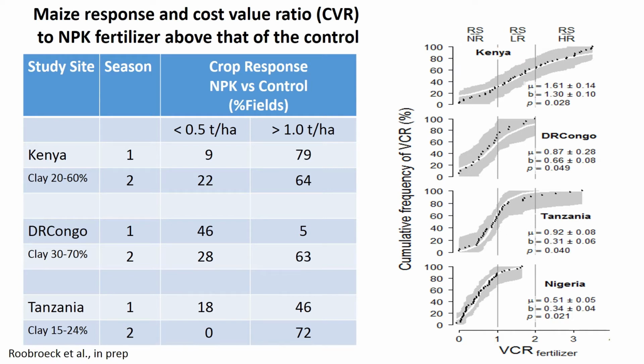So you'll notice that in some cases, only 9% of the fields didn't have an increase of more than half a ton. But you look at here in DRC Congo, almost half of those fields didn't even get a half a ton increase. And so again, a farmer is going to wonder why. In Kenya, there was a very different response for 2 seasons. In Tanzania, it was also seasonal, and it has to do with rainfall patterns. So it's not just soils. In Congo, it is soils to a large extent, but it's also climate.